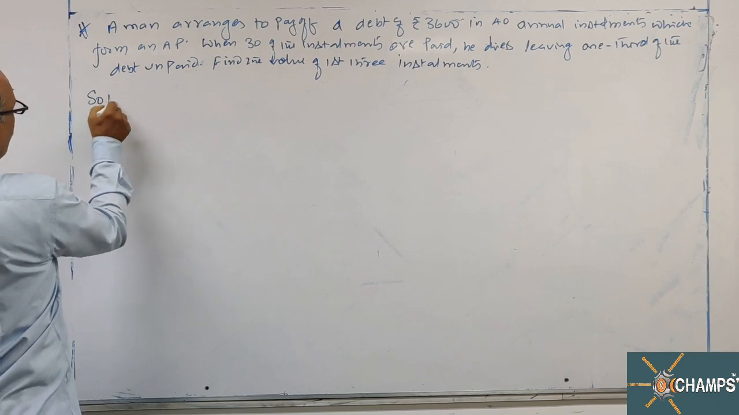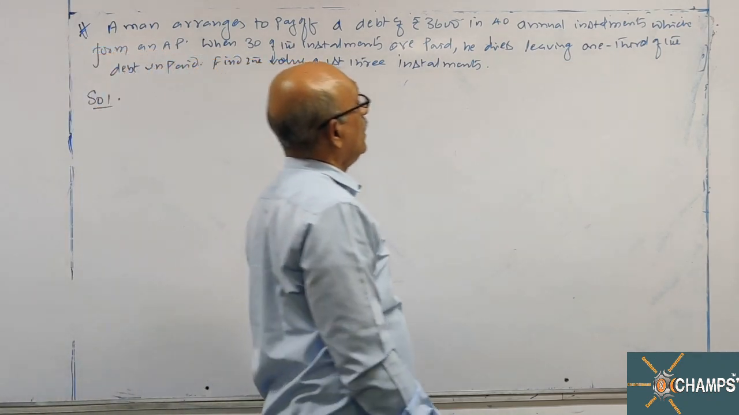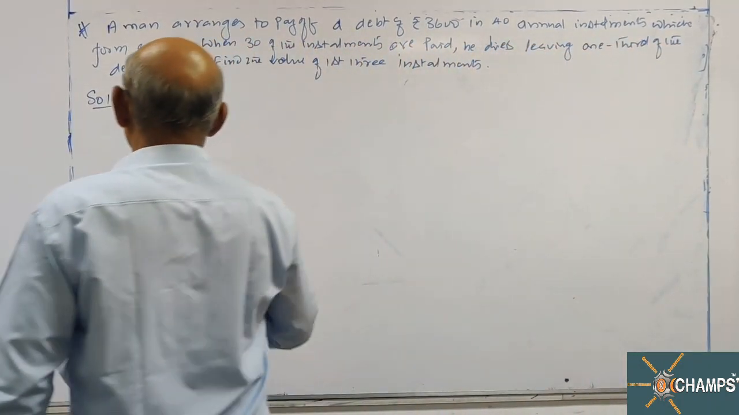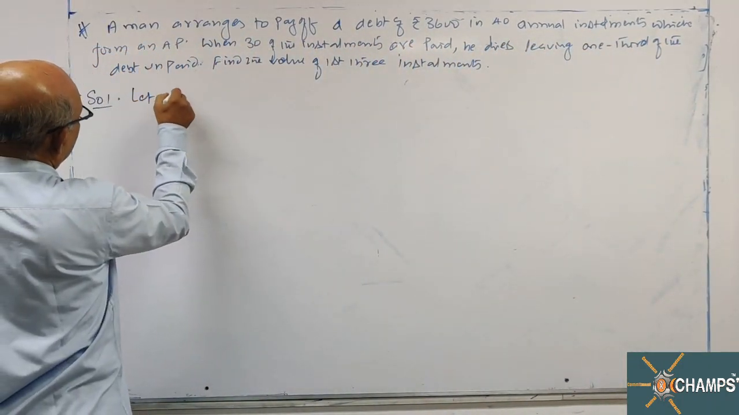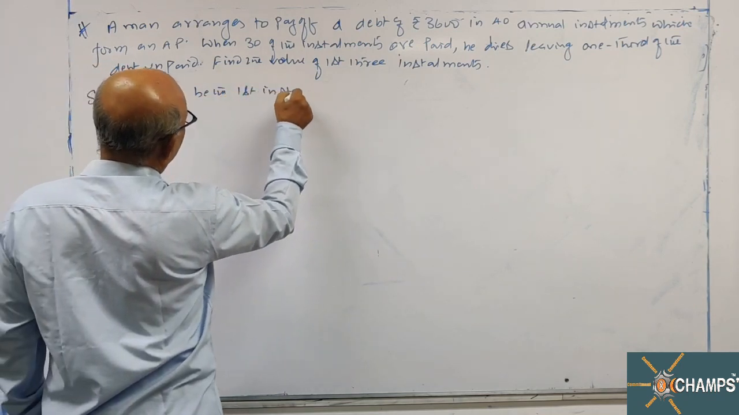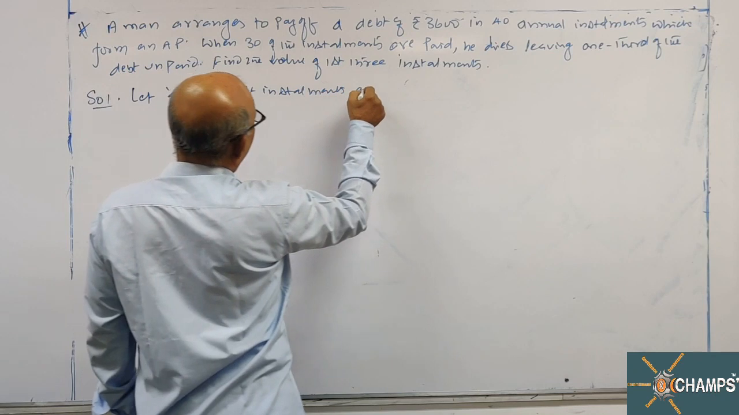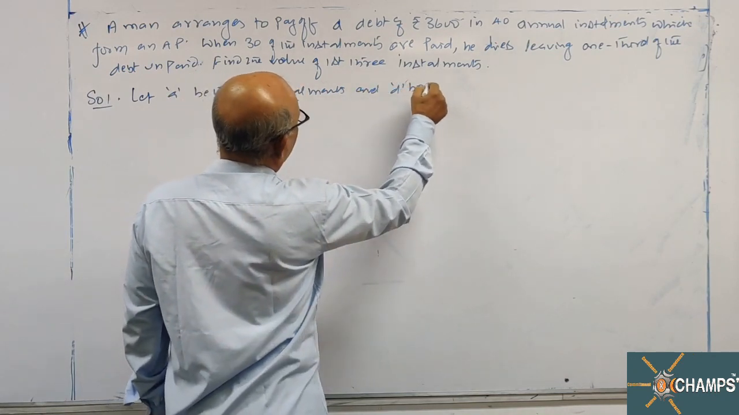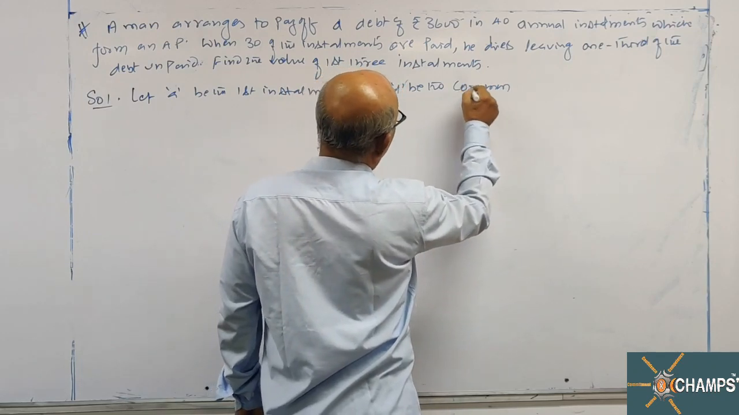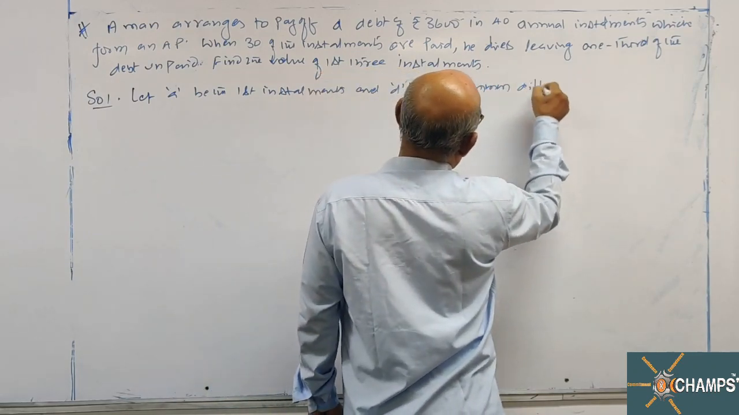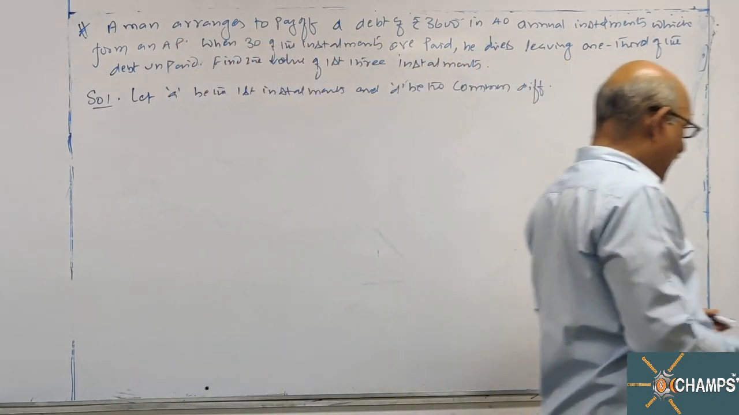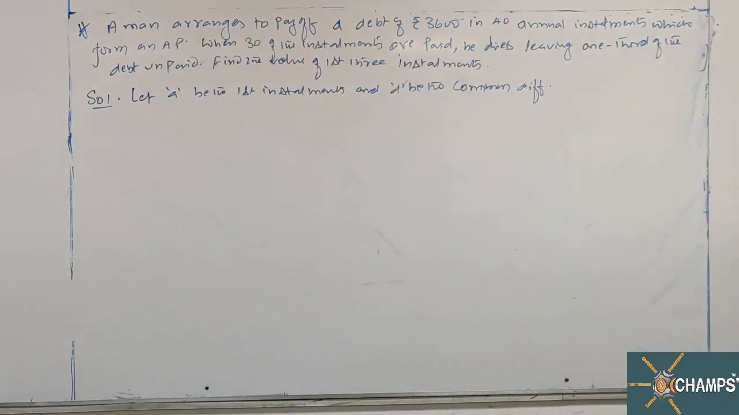Okay. Now it is given annual installments are in arithmetic progression. Let A be the first installment and D be the common difference.